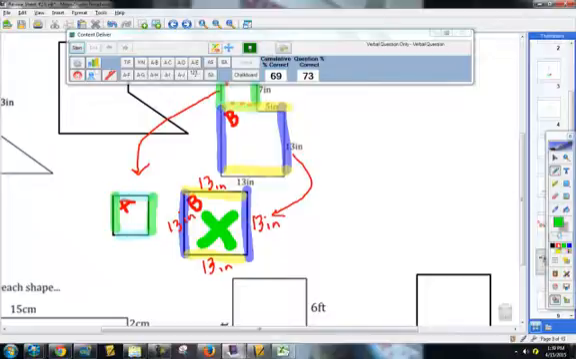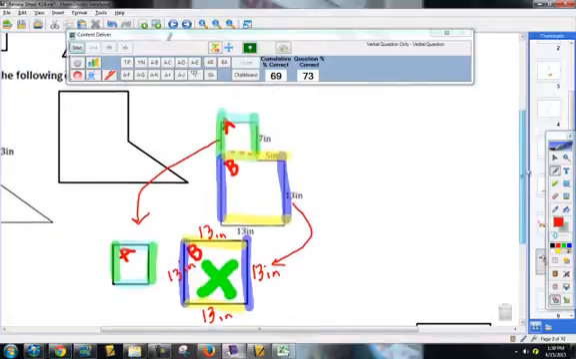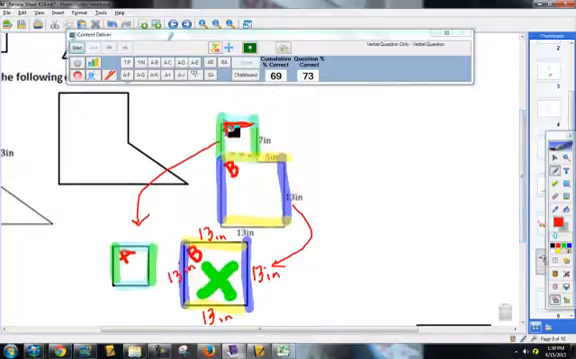Now let's get on to the smaller rectangle. Okay? Now, do I know the length of the blue? So that's this right here. Do I know that length? No, I do not. But, again, where am I?